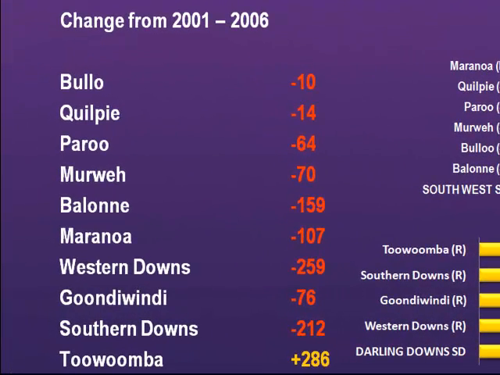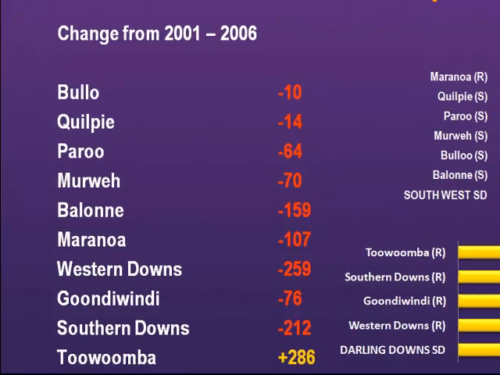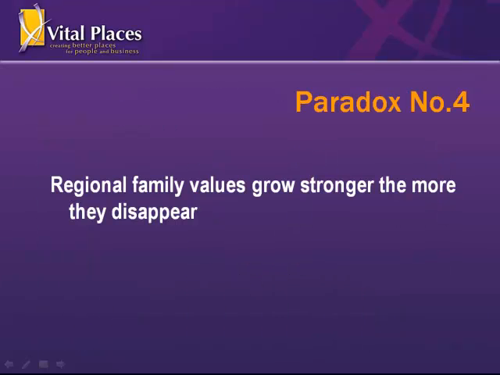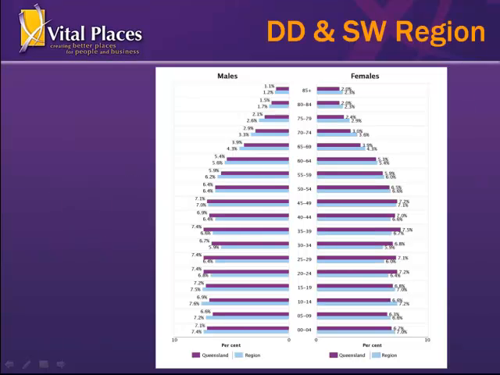All local authorities in the Darling Downs and South West region, except for Toowoomba, have experienced a decline in the couple with children households in the 2001 to 2006 years, even though the region's population figures show a general positive growth trend. This leads to paradox number 4, that regional family values grow stronger the more they disappear. Another indicator for lifestyle changes is the spread of age groups represented by the age-sex pyramid.